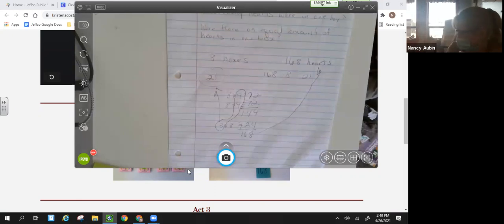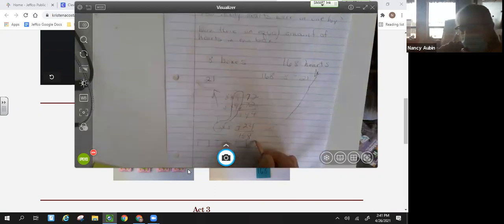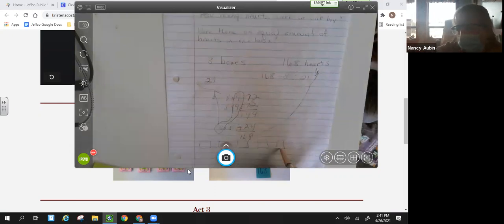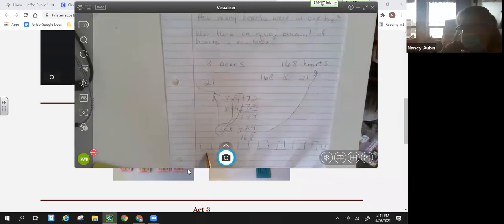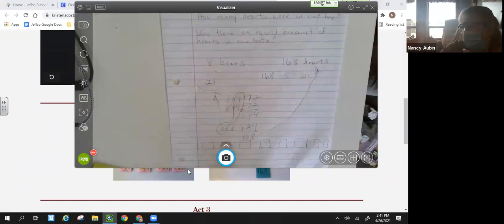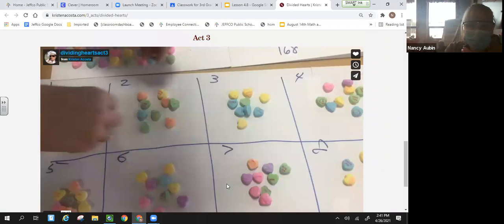Did anyone else have an explanation of what they got? Haley, what did you get? After 8 boxes, I did 121 for 100. So she drew a picture, 1, 2, 3, 4, 5, 6, 7, 8. And then you divided 168 into that. What'd you get for each one? She got 21 in each. Okay, let's see what we get. You guys ready?